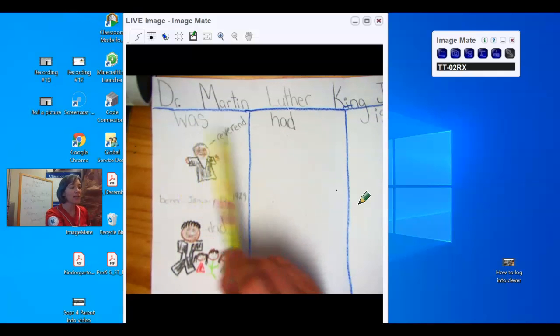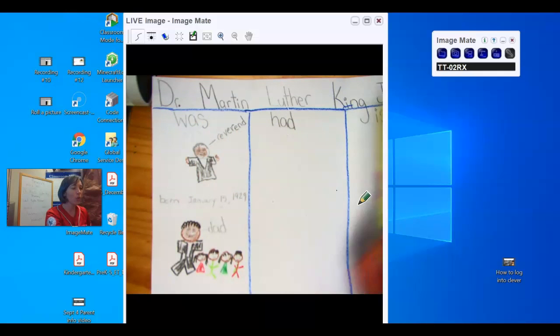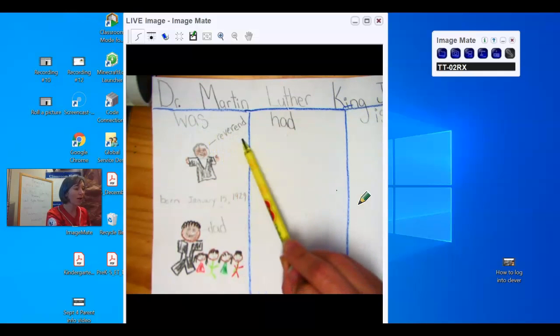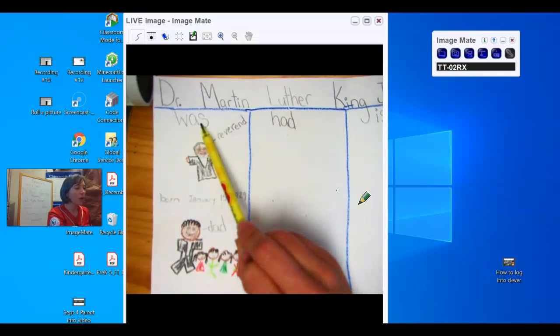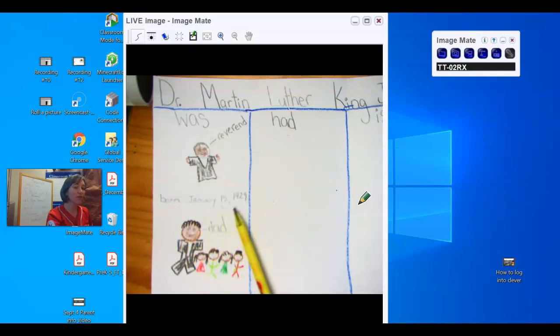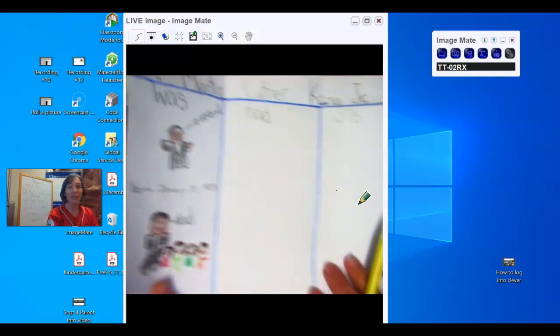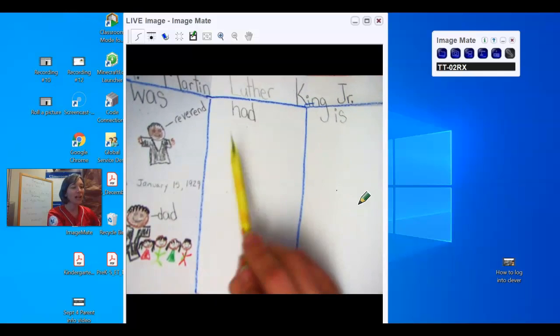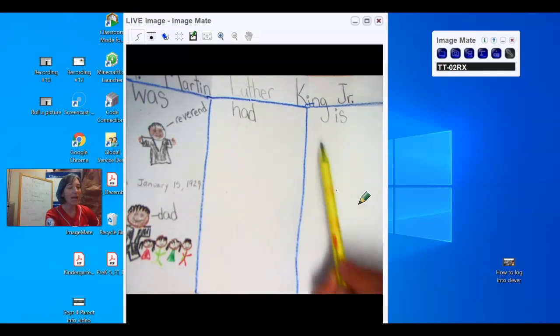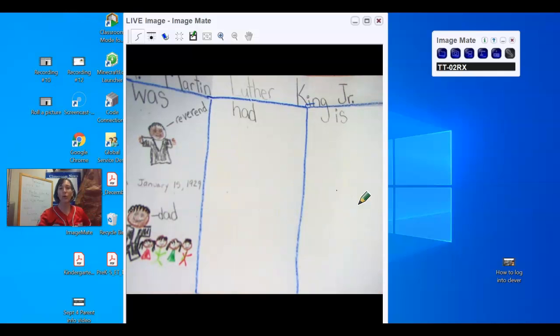So I have 3 things that Dr. Martin Luther King was. Dr. Martin Luther King Jr. was a reverend. He was born January 15th, 1929, and he was a dad. Now, I still have 2 more columns. I need to find out something that he had and something that he is. So let's go back and start some more research on my slide.